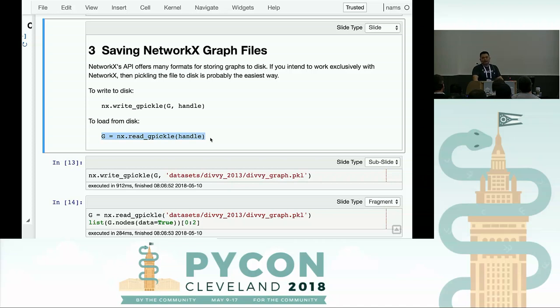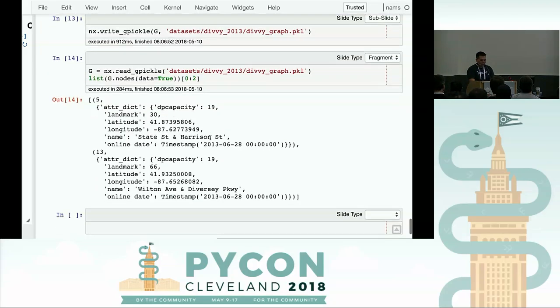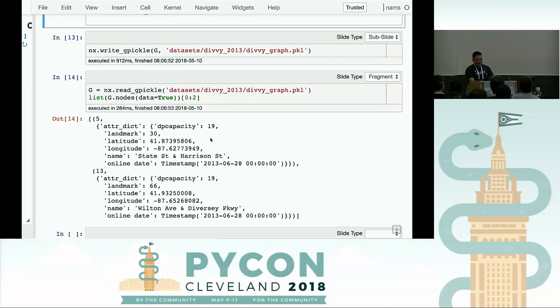Now, do note, never accept pickle objects from an untrusted source, right? Security is a big thing that we all have to worry about. So only do the read_gpickle if you trust the source of your pickled graph. All right, any questions here? All good? Okay, great. And the stuff down below was just to convince you that the objects are identical.